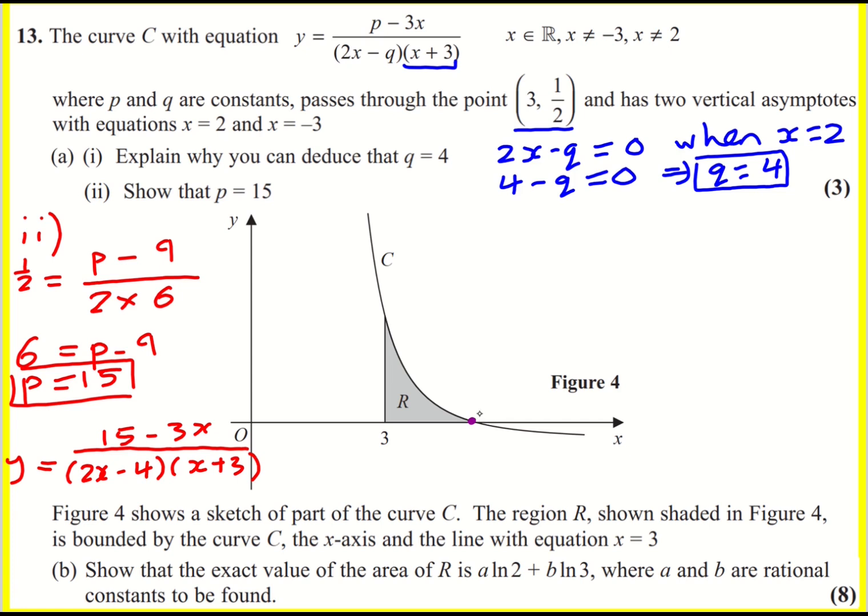Okay, now first of all, we need to find out what the x value is, where that purple dot is. And it's going to be when y is equal to 0, which means it's going to be when the numerator is equal to 0. You can always set it equal to 0 and times through by the bottom. You'll end up with 15 minus 3x equaling 0. So x is going to be 5. Therefore, I'm doing the integral from 3 to 5 of this function.